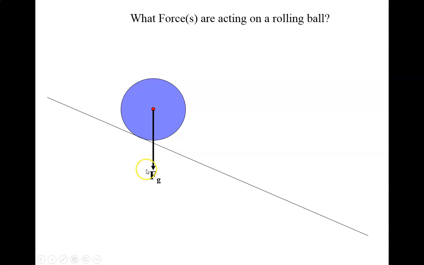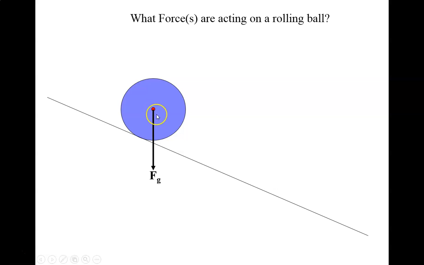Well, I guess before we go there, we have to consider what is the axis of rotation for a ball rolling down a hill. Well, if I didn't have it labeled with a bright red dot, it may not have been as obvious. But it's not this point of contact here. Then it would be going around like this. Okay, it's rotating about the center of the ball.